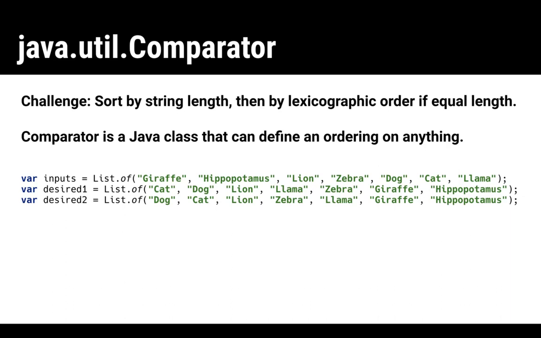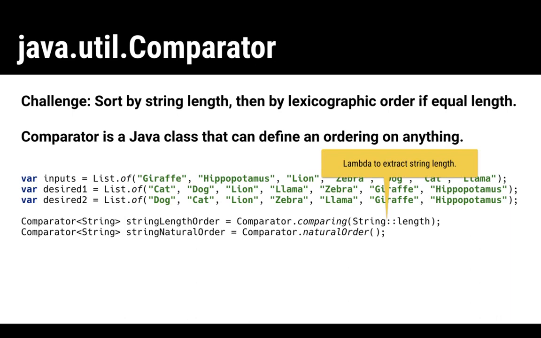So I've got two different lexicographic orderings I might want. The first one would be ascending. A is before B is before C. The other one is descending. So C is before B is before A. So I've got two different desired outputs by sorting this input. The input has a series of strings. I want the shortest strings in front, so cat and dog come before lion, llama, and zebra. But since cat and dog are the same length, I might want cat to come before dog. That would be alphabetical order, or I might want opposite alphabetical order, where dog comes before cat.